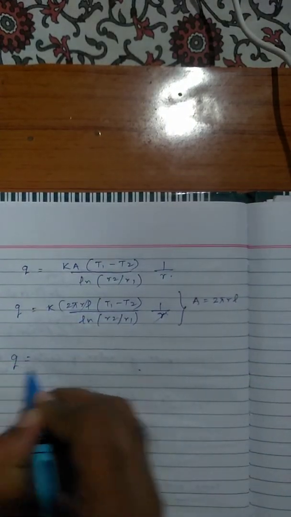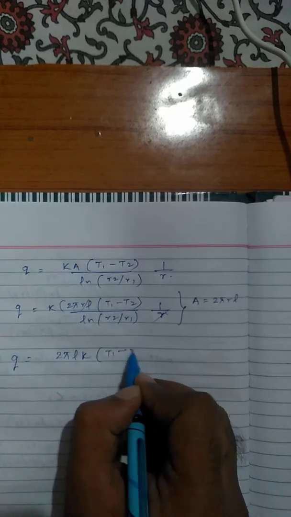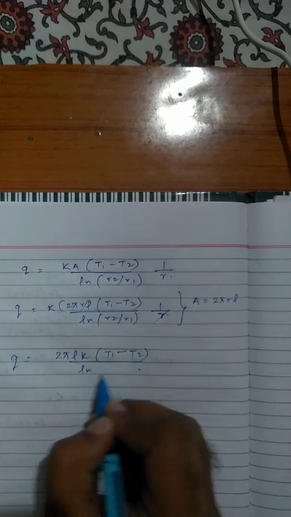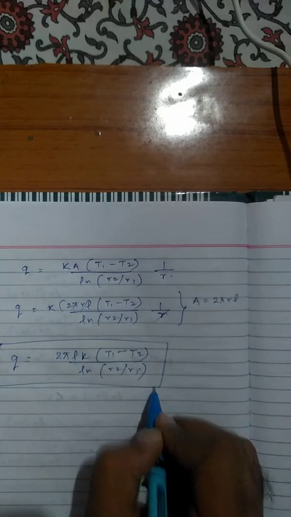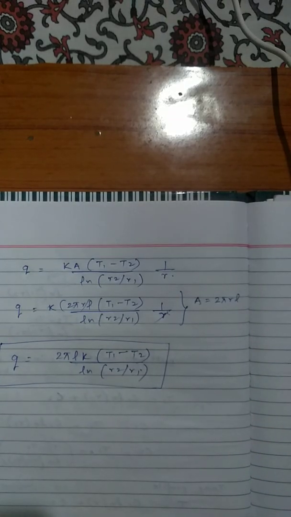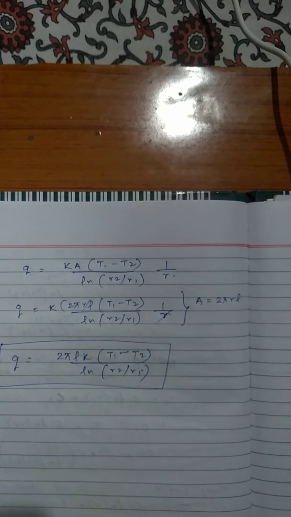So you have Q equal to 2 pi L k T1 minus T2 divided by ln of R2 by R1. This is the same relation which we derived from Fourier law for a hollow cylinder, but it has been derived right now for heat conduction through a hollow cylinder by using cylindrical coordinates, not Cartesian coordinates.